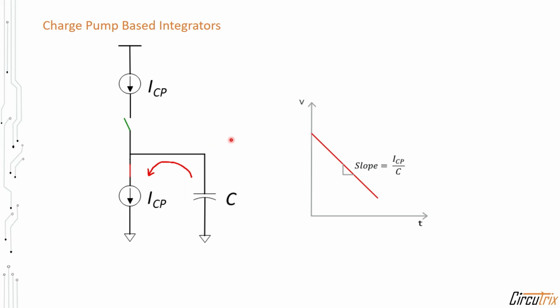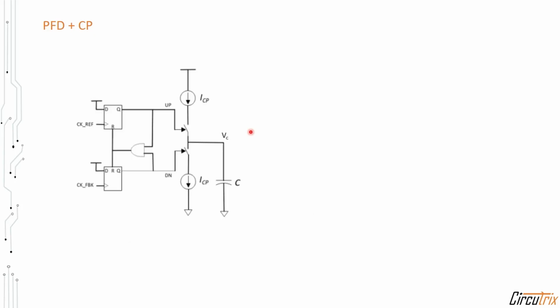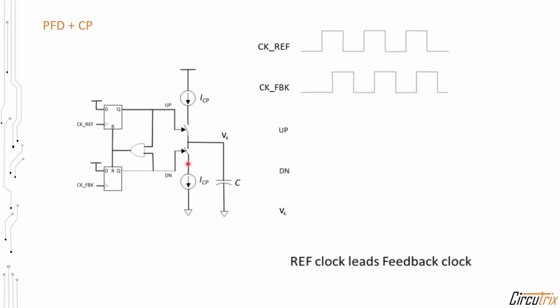So this charge pump based integrator can be used with the phase frequency detector. So let us see the combination of phase frequency detector and charge pump based integrator. So here we have the phase frequency detector whose output, this up signal and down signal, are connected to the charge pump.